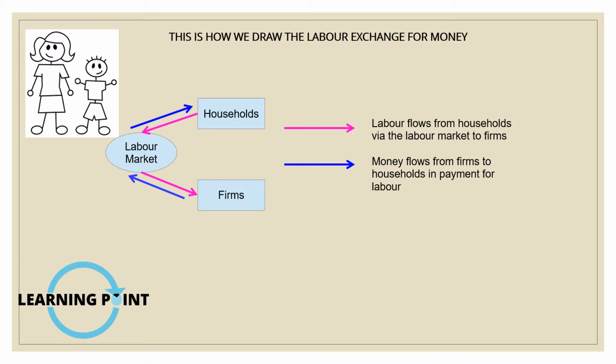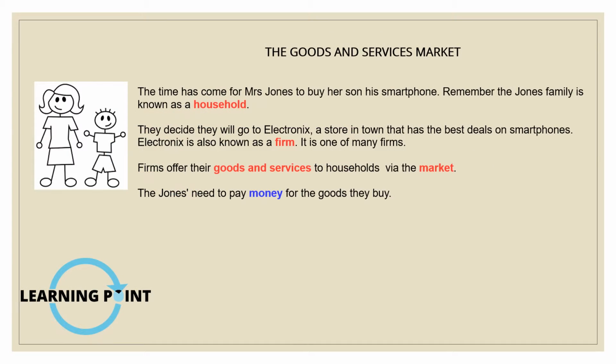Right, so we're still busy with Mrs. Jones. Now, Mrs. Jones has saved up enough money to buy her son that smartphone. And Mrs. Jones's household will go to the electronics store. Do you remember what a household means? This store called Electronics has the best deal on smartphones. They are also known as a firm.